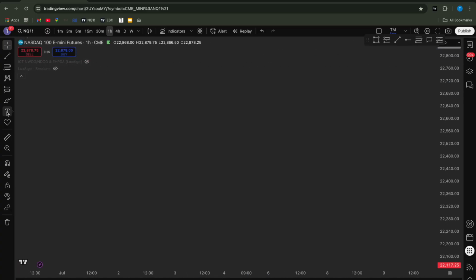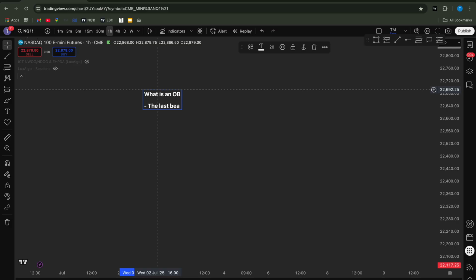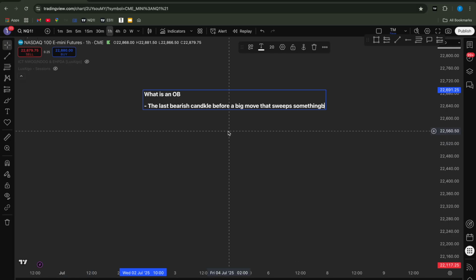So first, what is an order block? I'm going to abbreviate it to OB. So an order block is the last bearish candle before a big move that sweeps something. This will be a bullish order block, by the way. Obviously everything is vice versa for bearish. So nice and simple, that is all an order block is.